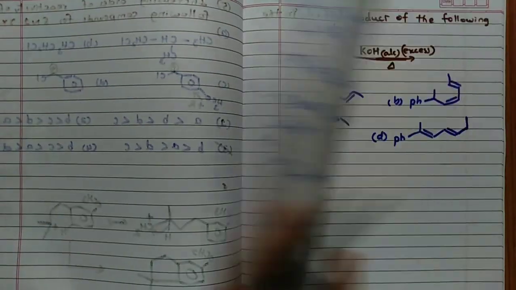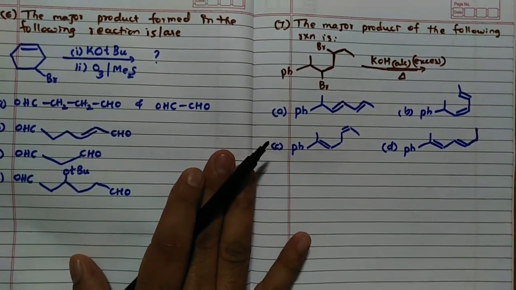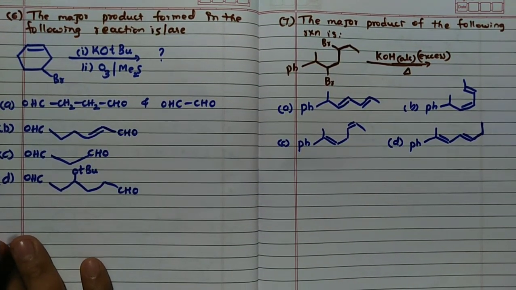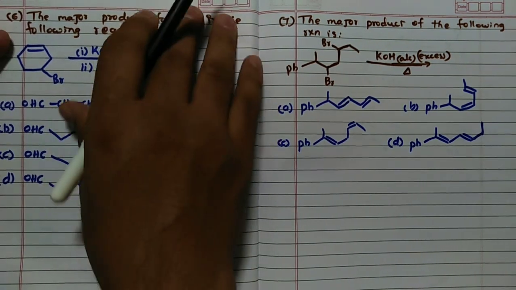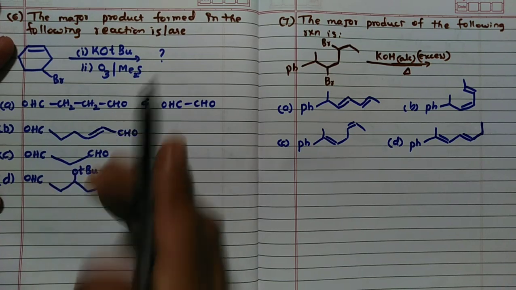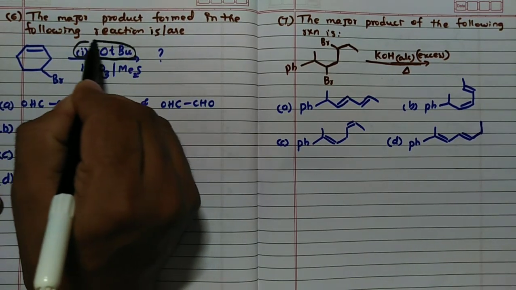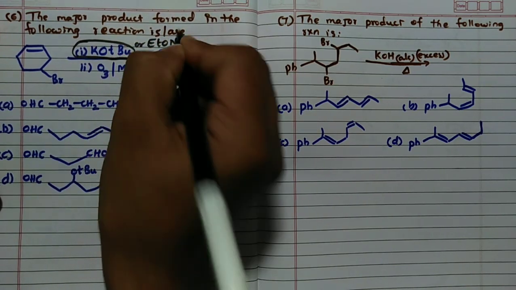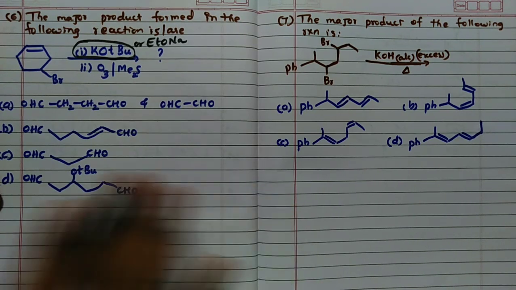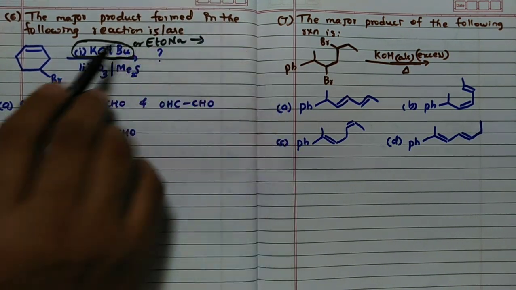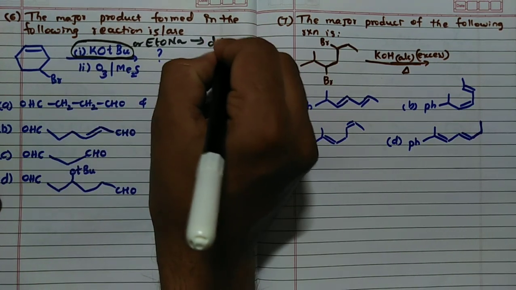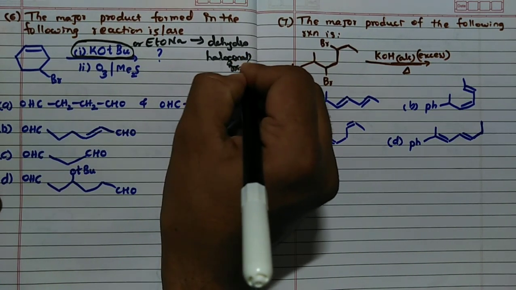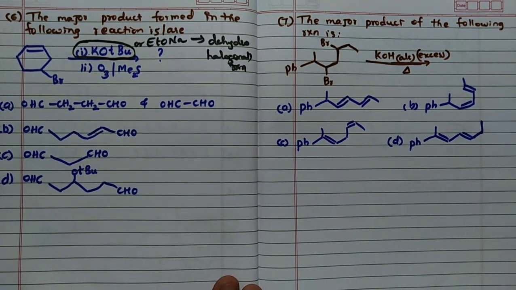Third one. In this case, the major product formed in the following reaction is, major product following C. Here, some important points you have to remember: when this type of reagent is provided, or you can say EtONa, all these, remember, this or this, all these are dehydrohalogenation reactions. Very important. Alcoholic KOH will tell.